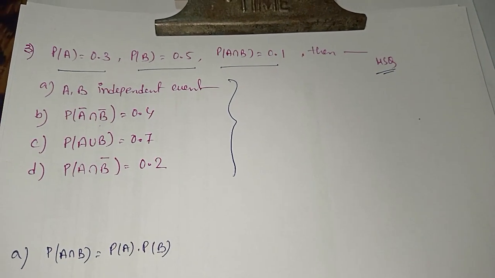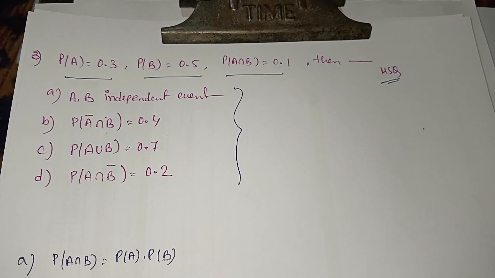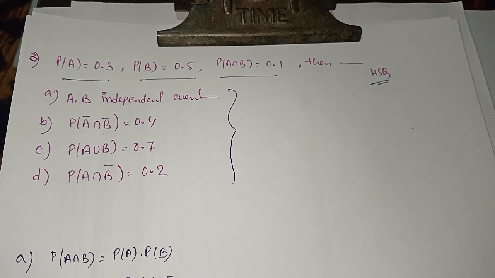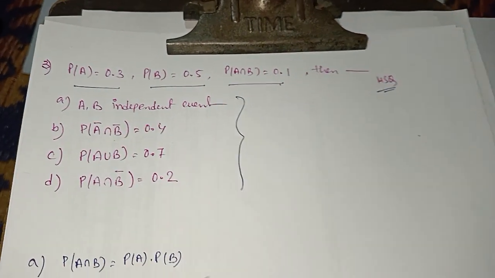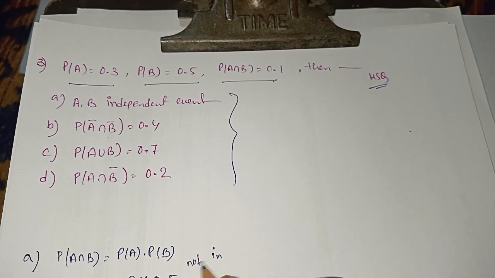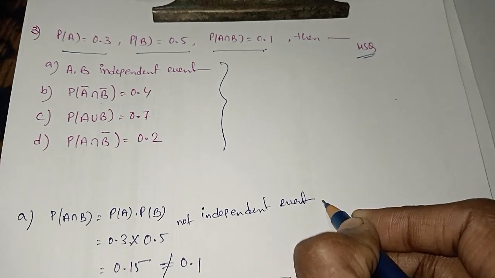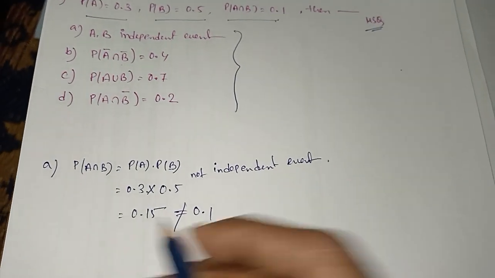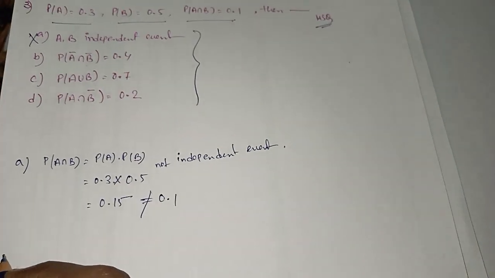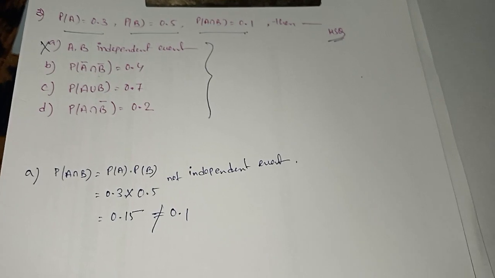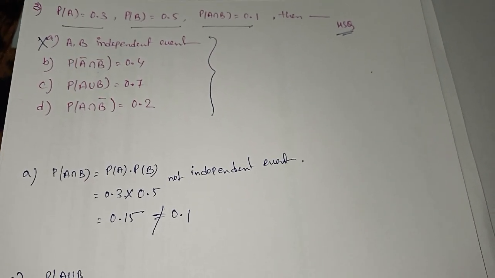Here P of A is 0.3 times P of B is 0.5, which is 0.15, but this is not equal to P of A intersection B, which is 0.1. So this is not an independent event. So option A is wrong. Now we check option C first, then we can go to option B. Option C says that P of A union B.